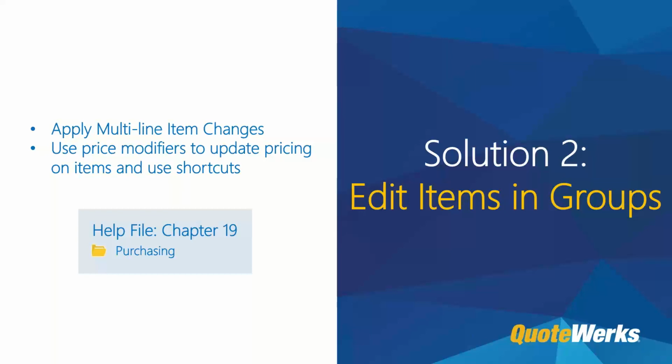Additionally, editing items in groups. So essentially, instead of individually editing each item, you can edit multiple items at a time. We have a couple options for this. The apply multi-line item changes, which I believe came out in 2020. That feature will allow you to make changes across multiple items at once. Also utilizing the price modifiers to update the pricing, and there's some shortcuts available as well, which I'll go through. But these are quick ways that you can make changes to multiple items at once without having to select an item, make a change, select the next item, that type of deal.